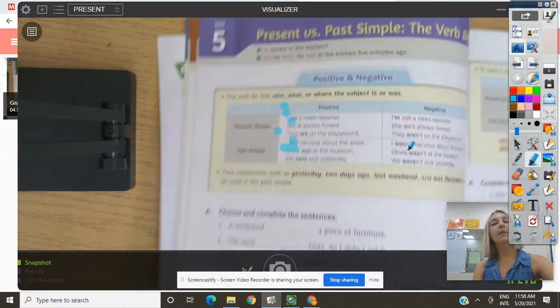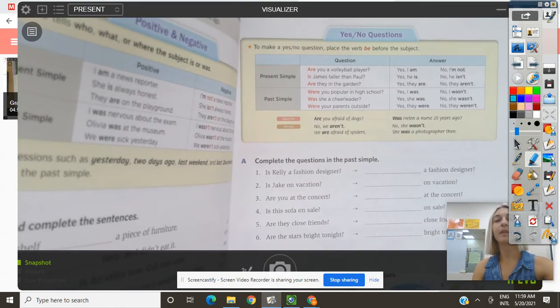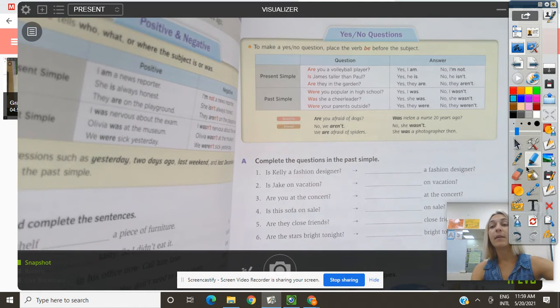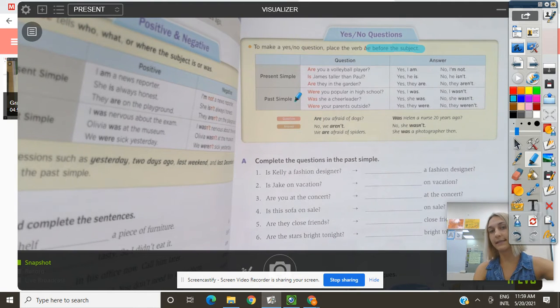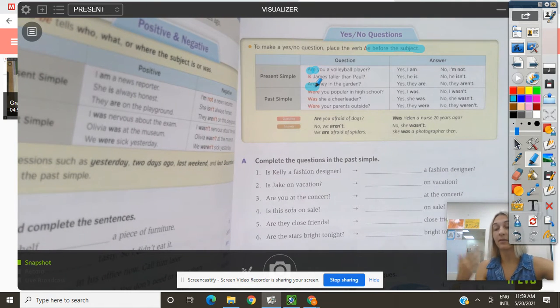Now, let's flip over to this next box with yes or no questions. To make yes or no questions, you need to place the verb be before the subject. As you can see in the examples here, it's always at the beginning. Present or past, be comes first. So, if we're talking to you or they, we use are you, are they. If we're talking about a person or he or she, use is. Is James? Is he? Is she?